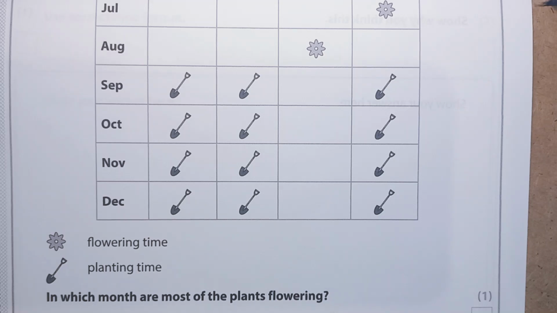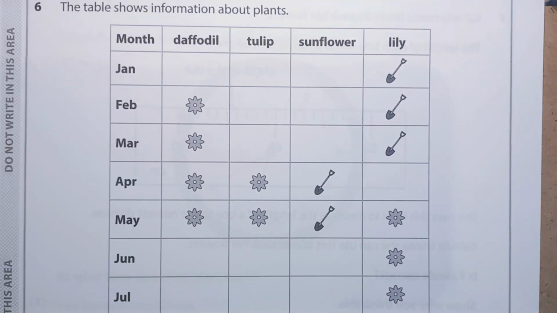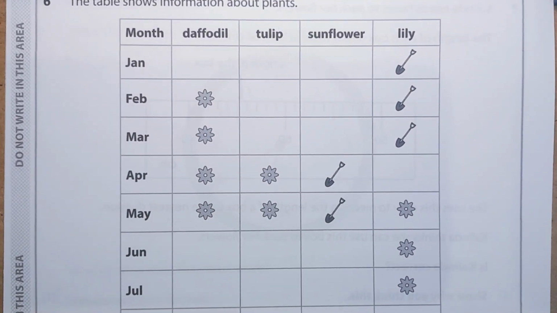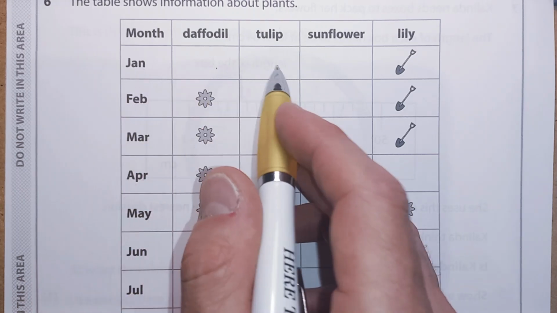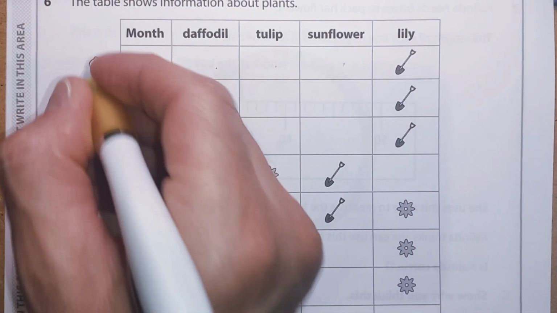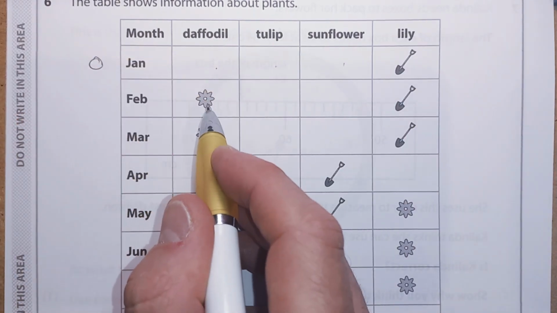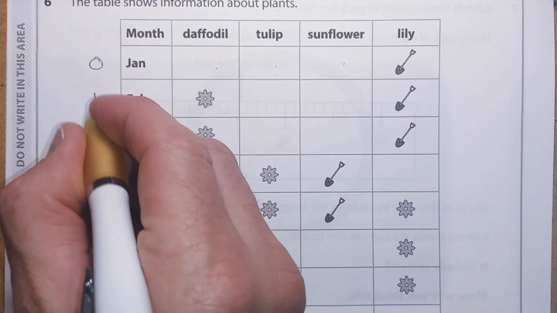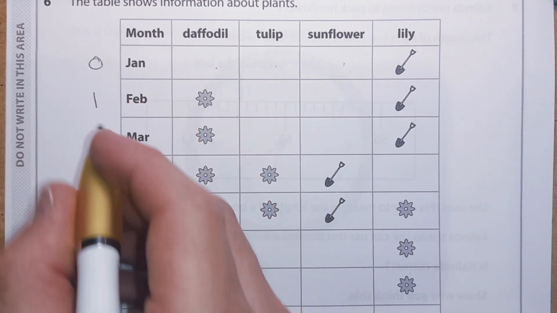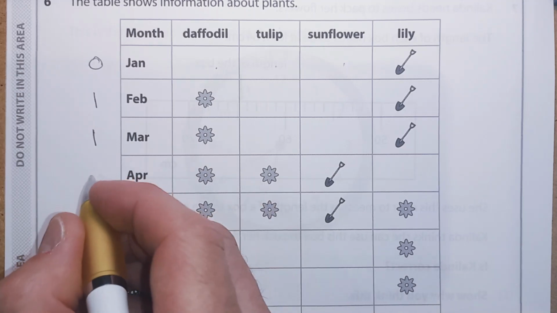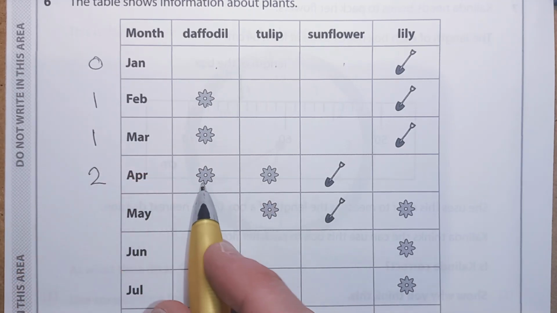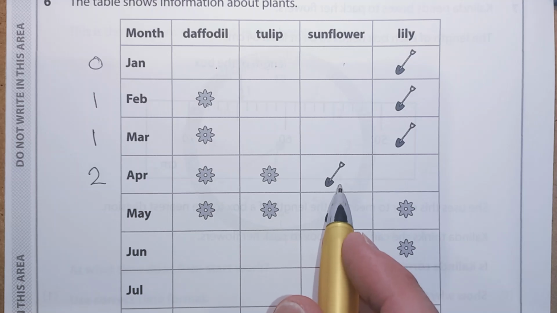In which month are most of the plants flowering? Well, you can have a look and see where most of the flowers are, but what I'm going to do is count each month. So in January, we've got no flowers. In February, we've got one of them. We've got the daffodils in flower. In March, it's just the daffodils again. In April, we've got daffodils and tulips. So that's 2 plants. We're only interested in the flowers, not when we're going to plant them.